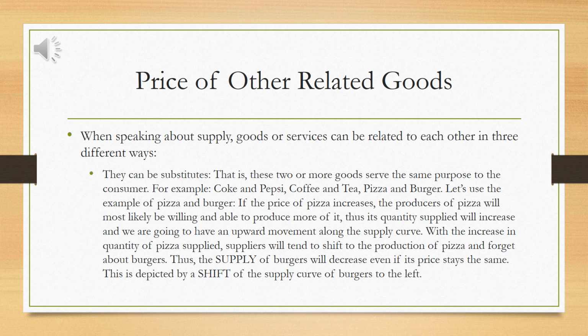If the price of pizza increases, the producers of pizza will most likely be willing and able to produce more of it. Thus, its quantity supplied will increase, and we're going to have an upward movement along the supply curve. With the increase in the quantity of pizza supplied, suppliers will tend to shift to the production of pizza and forget about burgers. Thus, the supply of burgers will decrease even if its price stays the same. This is depicted by a shift of the supply curve of burgers to the left.